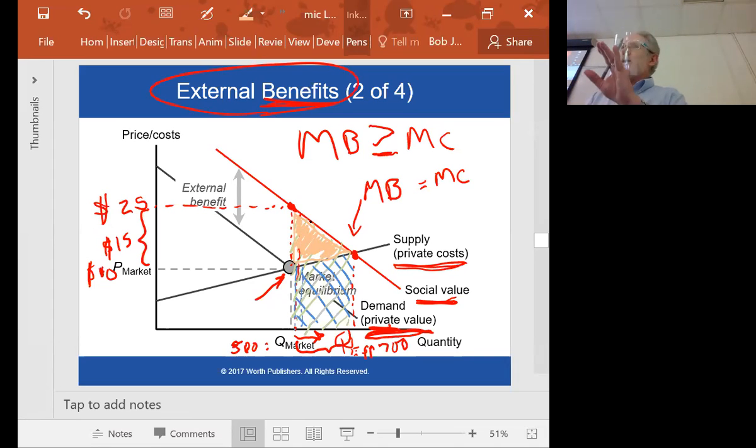And one way to deal with that was to force the producer to take that external cost into account by imposing a tax equal to the amount of the external cost. Well, this is kind of the flip side of that. Here, there's a benefit to society that the consumer is not taking into account. The consumer is not willing to pay for that external benefit. So what potentially could we do to get the consumer to take that benefit into account?